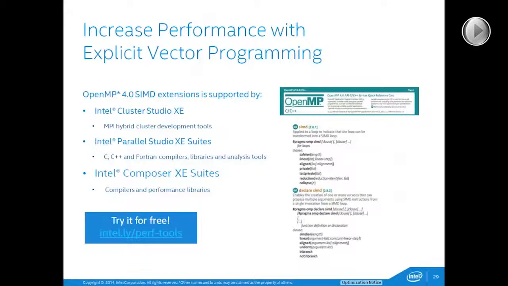OpenMP 4 SIMD extensions are supported by the Intel C++ compiler, and you can get the compiler from the Intel Cluster Studio XE, Intel Parallel Studio XE, or Intel Composer XE suites. Please feel free to click the URL in the blue box, and that will take you to the site where you can download these products and try it for yourself on your applications. Always remember to check openmp.org, because that has the spec as well as very good code samples which demonstrate how to use these explicit vectorization tools.